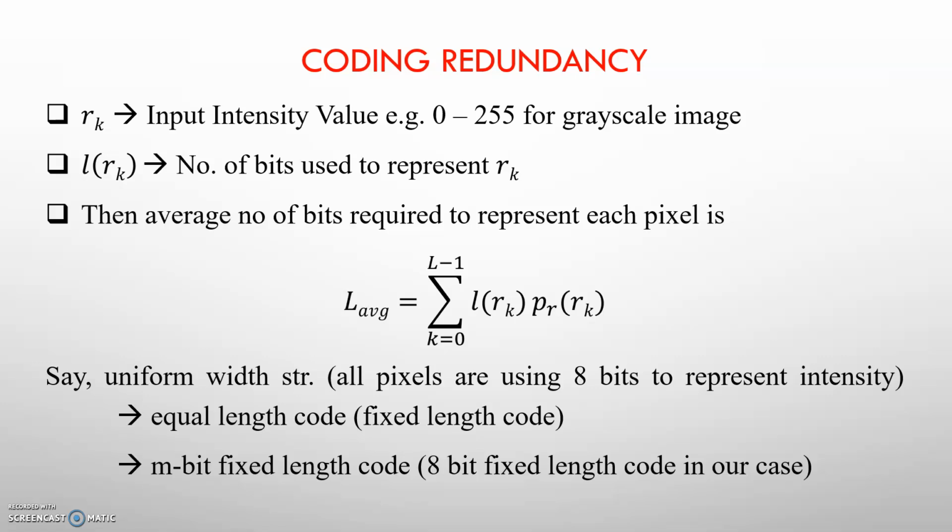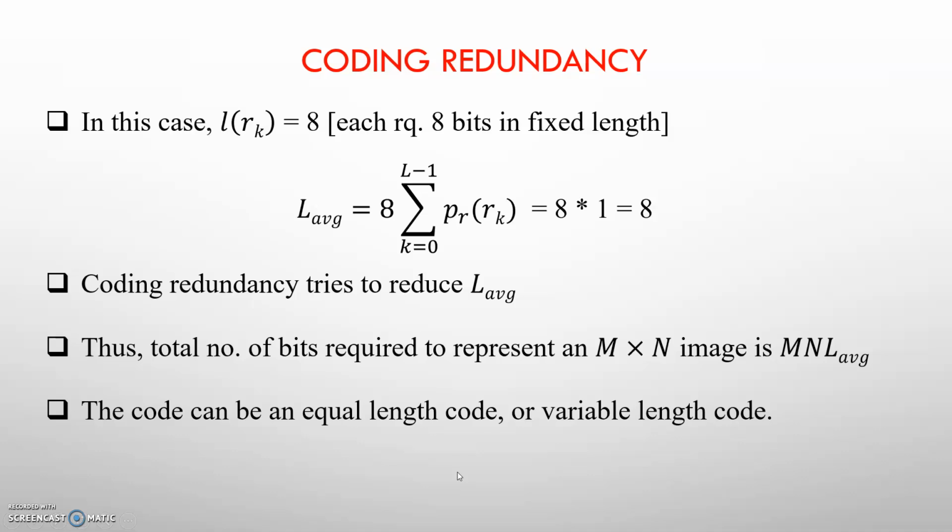We use 8 bits to represent every number between 0 to 255, right? So that is called uniform width structure, or fixed length code, equal length code, and in general we call it 8-bit length code. That is why we call it an 8-bit image, right? Because the bits which are used to represent that is fixed. Cool.